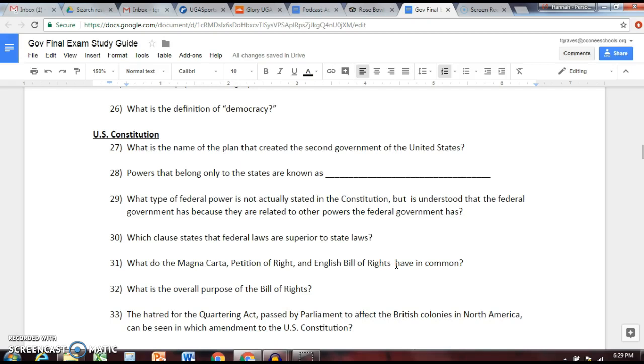Number 31, the Magna Carta, Petition of Right, and English Bill of Rights. What they have in common is they're all three English political documents that limited the power of the English monarch. They started this process of taking power away from the King and Queen of England, which leads to what we have now in the United States with our president. Number 32, what is the overall purpose of the Bill of Rights? It was to protect the natural rights of American citizens.